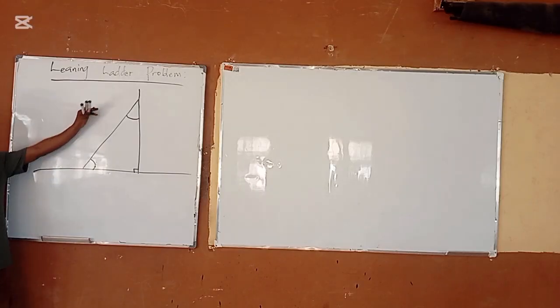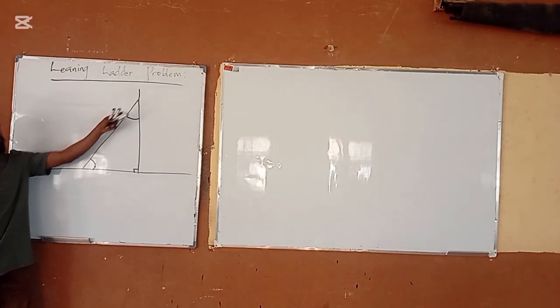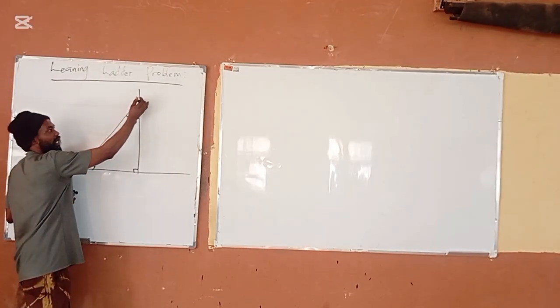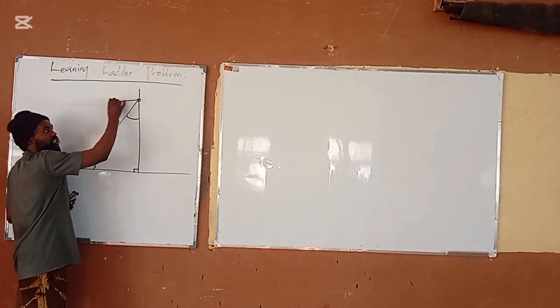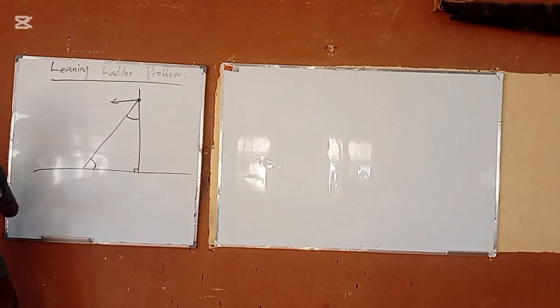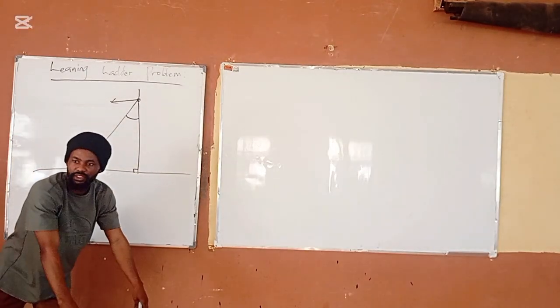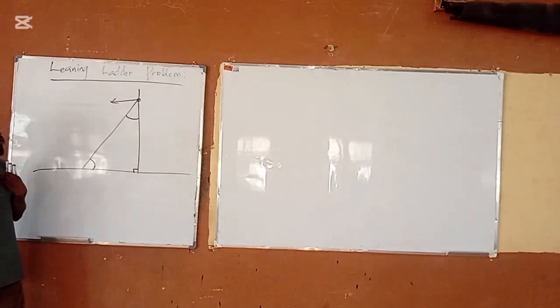First of all, what you need to understand is that if this ladder is leaning on this wall, there is a force acting here. Do you agree? This force is the force of the wall pushing this ladder back. If there were no force pushing back here, the ladder would just fall.